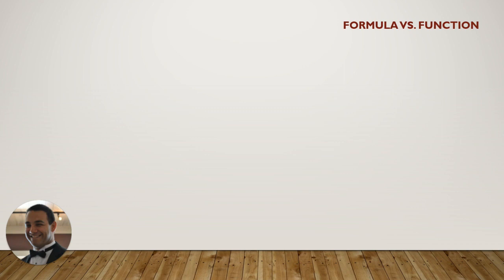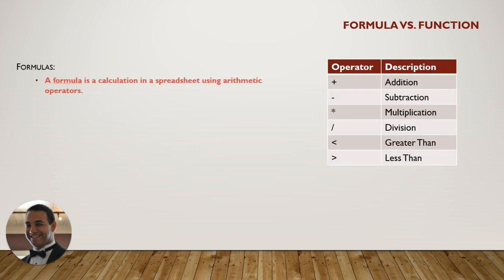Now, Excel has two different methods available for calculating and manipulating your data: formulas and functions. A formula is a calculation in a spreadsheet using arithmetic operators. So addition, subtraction, multiplication, any basic math function, essentially. A formula can either use hard-coded numbers or cell references, or a combination of both.